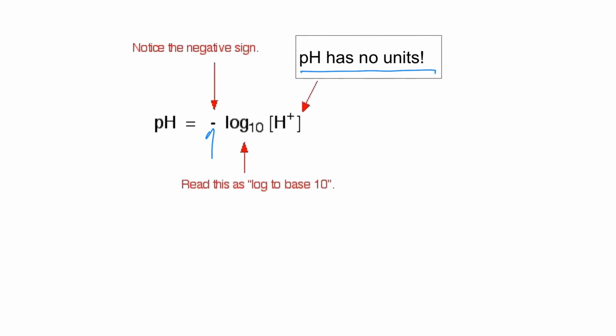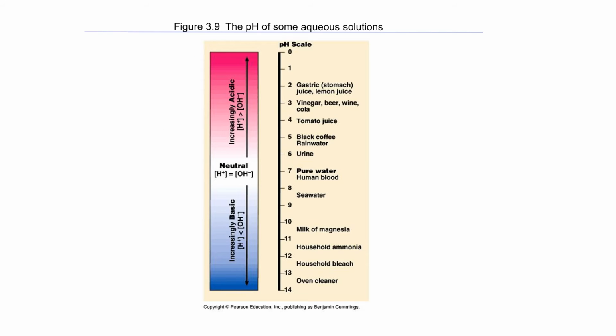So notice the negative sign. We put that negative sign there. pH, they actually made this up so that you would get a positive number when you're calculating. So it's the negative log base 10 of the hydrogen ion concentration. And that is what pH is, okay? So again, this is important for living things because, as we're going to see, having a stable pH is one of the most important aspects of keeping living things alive.